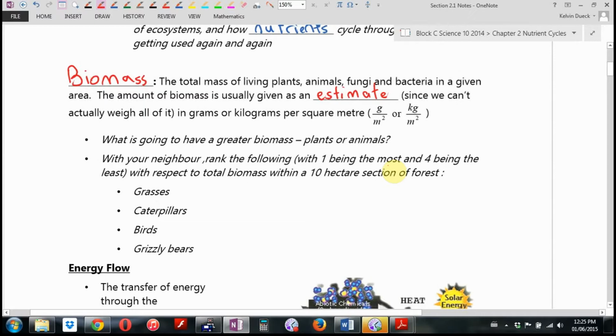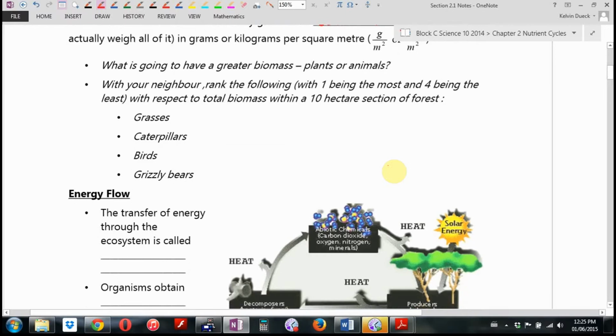What do you think has a greater biomass, plants or animals? Plants? Animals? Tree? Let's come back to that. With your neighbor, or out loud right now, rank the following, with 1 being the most and 4 being the least with respect to the total biomass in a 10-hectare section of forest. Which of these do you think would be the least? Bears? There might be one, maybe. Even though it's really heavy, I'm telling you, there ain't many of them. Which of those do you think would be the most?